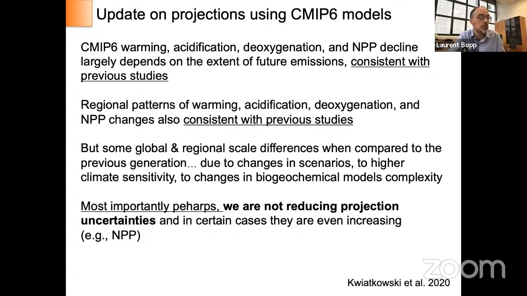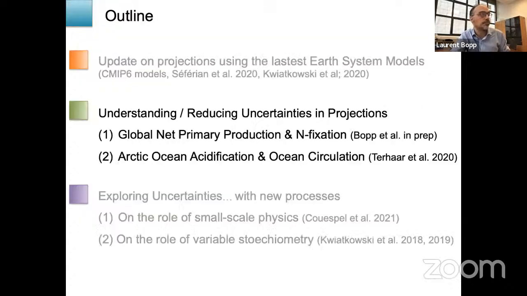And most importantly, perhaps, is the fact that we are not reducing projection uncertainties. And in some cases, these uncertainties are even increasing. And that's the case for NPP. So this is a concern because, as you may know, we use the NPP projections then to force ecosystem models and to project fisheries potential, for example, as I stated in my introduction.